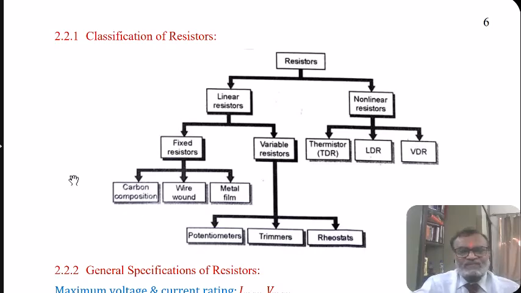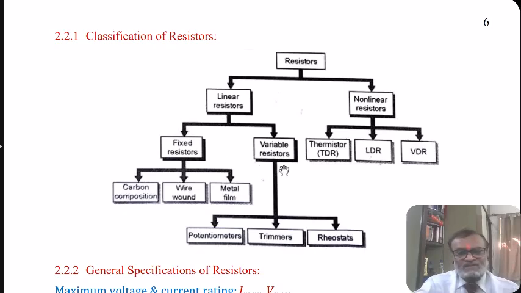Resistors are classified in various groups. They are basically linear resistors or non-linear resistors. The linear resistors are normally implemented by using metal composition material. They can be fixed resistors or variable resistances. Typical fixed resistances are made up of carbon composition, or they can be wire wound type resistances, or metal film resistances.